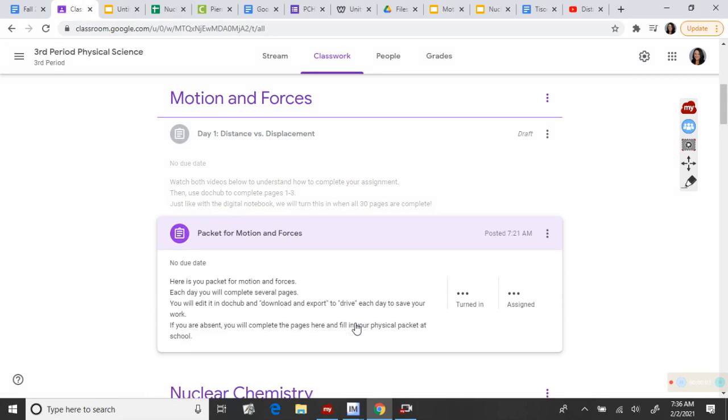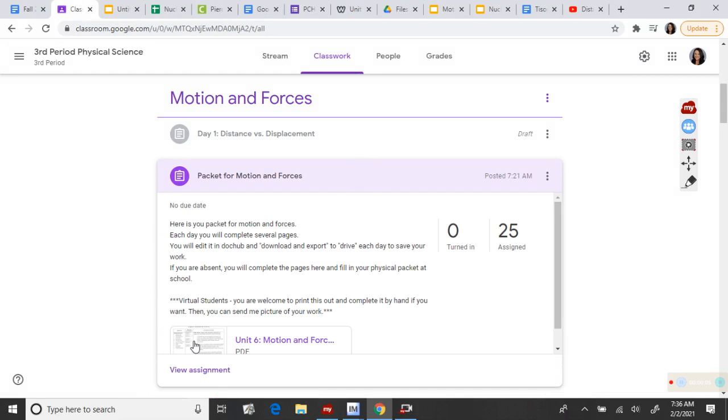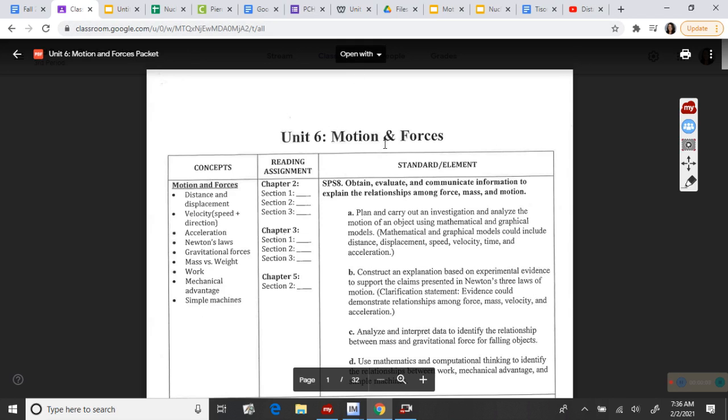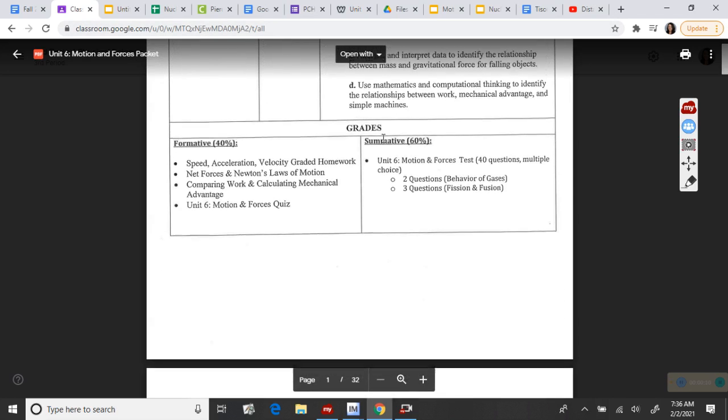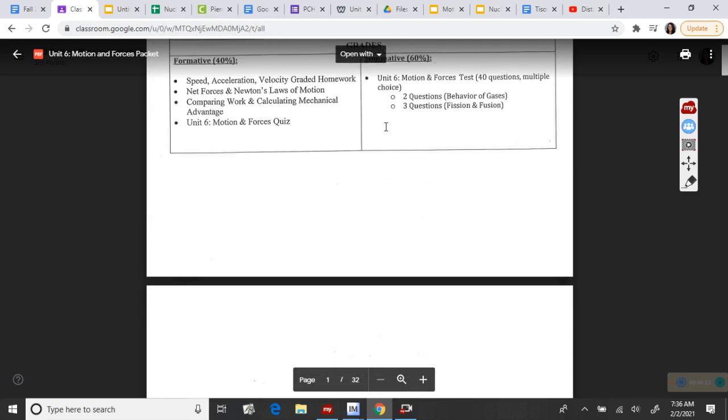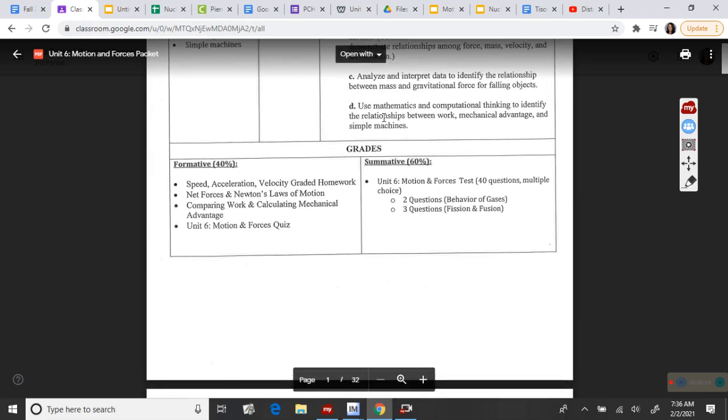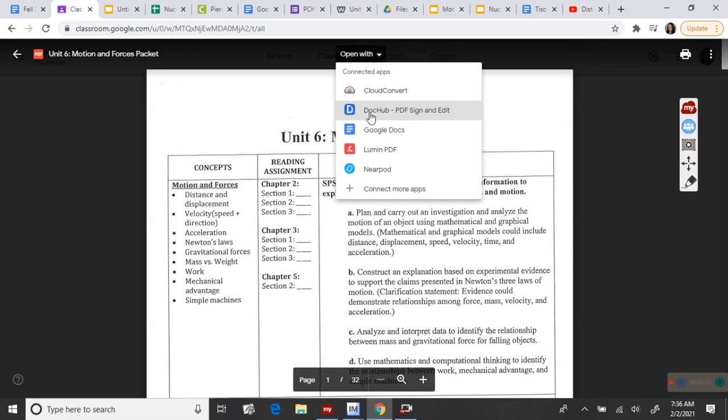Started on motion and forces. So I want you to click on the motion and forces packet. What you're going to do, it's going to come up, and we've got this on paper. If you'd like to print it out and work on it on paper and then attach pictures as you go, that is fine. All right, but you're going to hit open with DocHub.